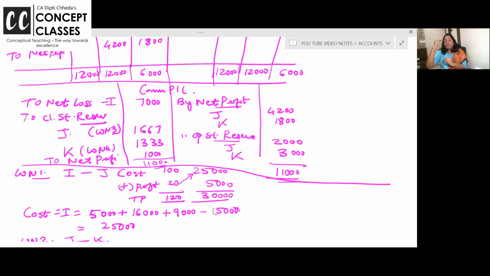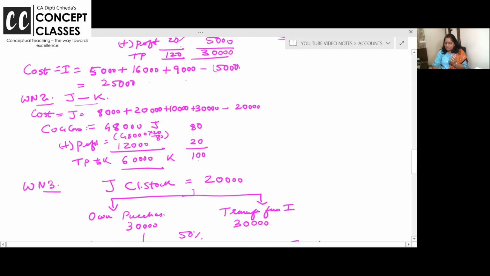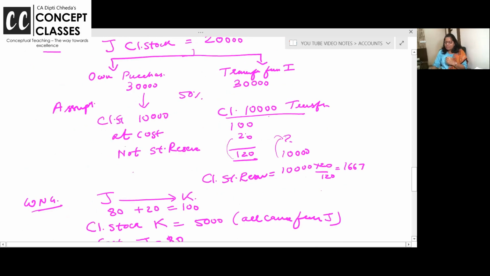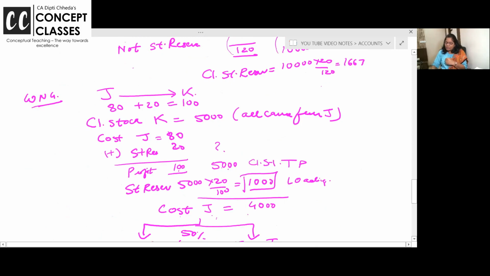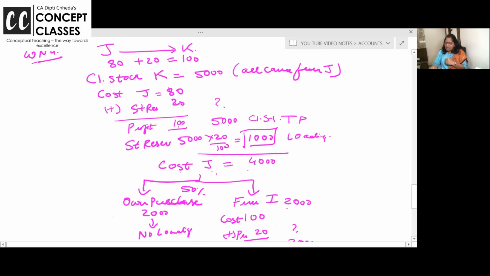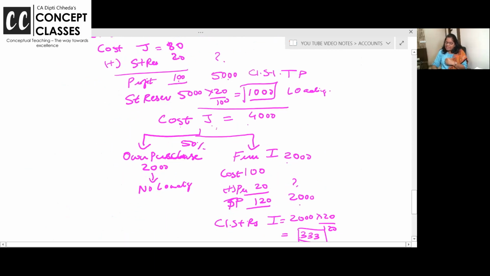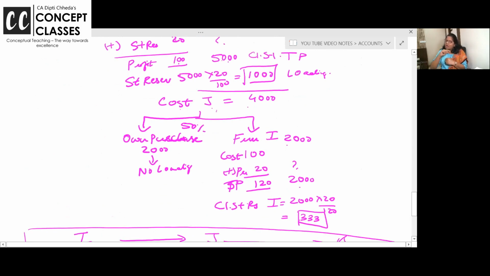Pause. Scroll through all your working notes in your notebook. Working note 1 to get the GP. Working note 2 to get the GP. Working note 3, J's closing stock, I's loading is there. But 50% is its own purchase. Only on 50% I to J which has come. K's closing stock is having J's loading 1000 and indirectly in J's stock I is loading 333.